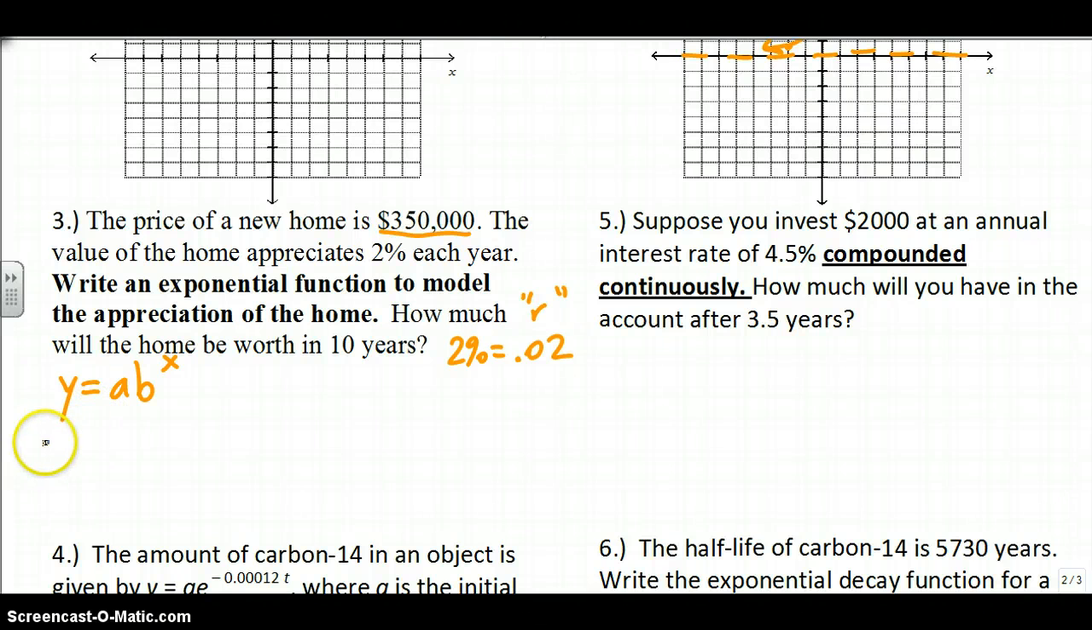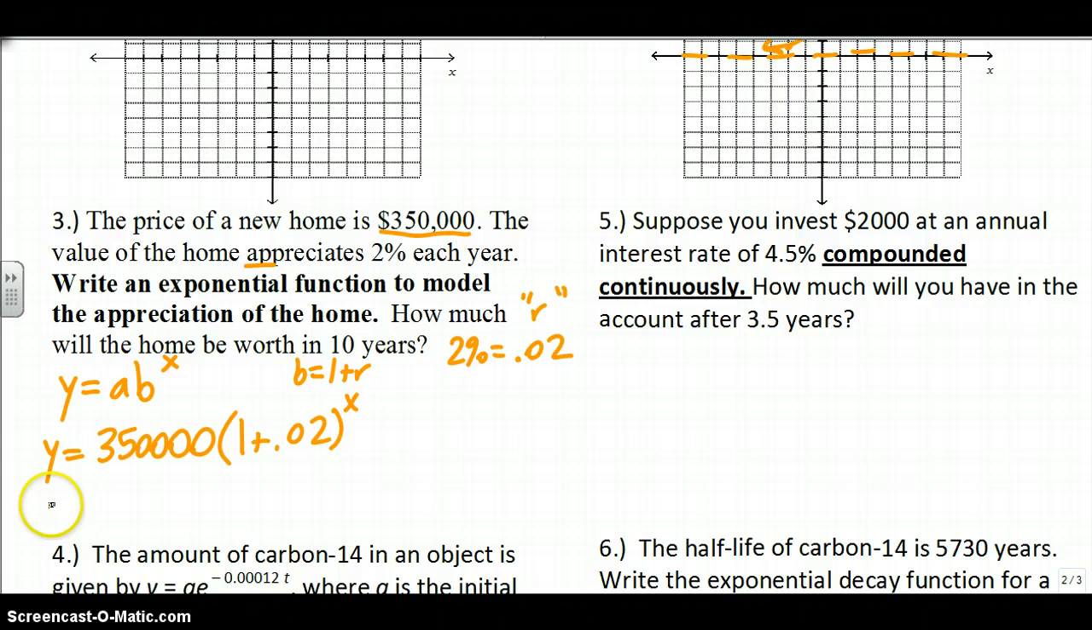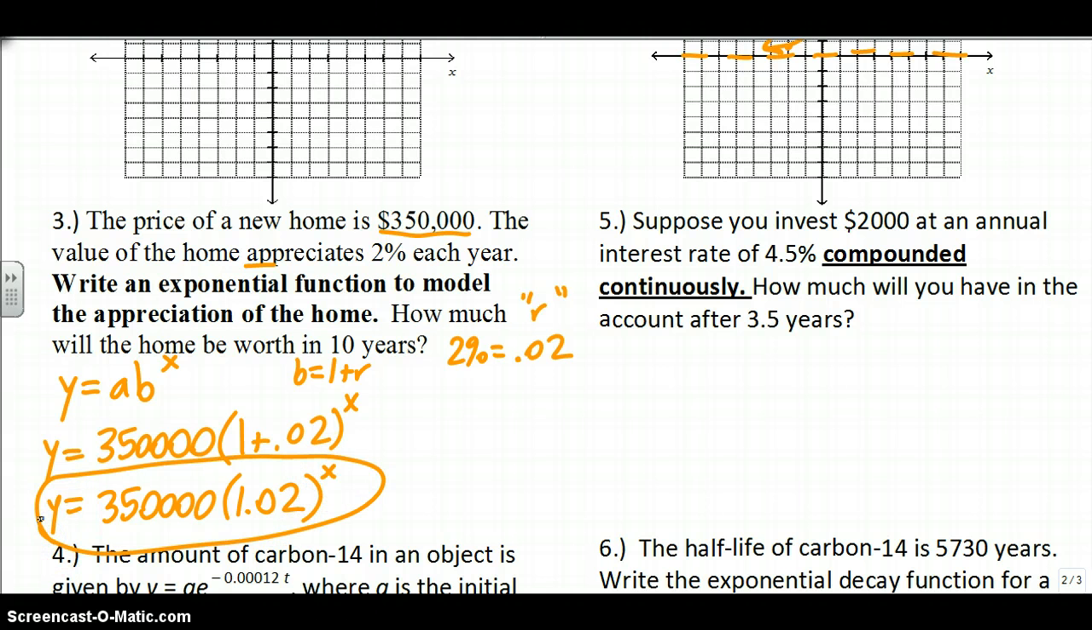A is your initial amount, so that's $350,000. B is either 1 plus r if it's increasing, or 1 minus r if it's decreasing. Since we're increasing, appreciating, it'll be 1 plus r. So this will be 1 plus 0.02 to the x. So you take 350,000 times 1.02 to the x. And there you go. You've already got half of the problem complete. Write an exponential function? Check.